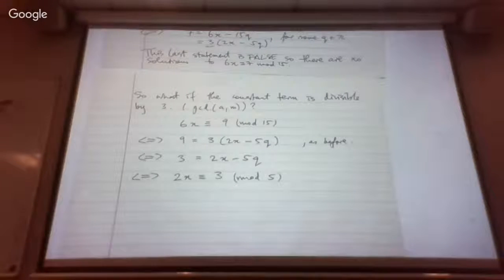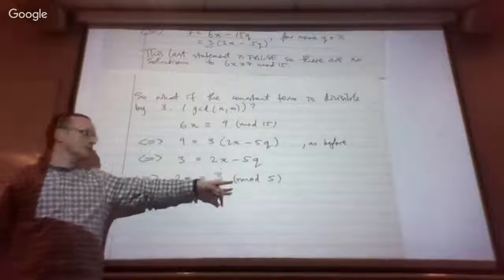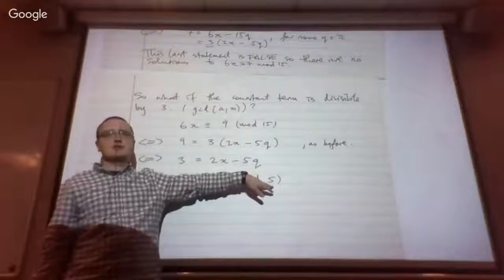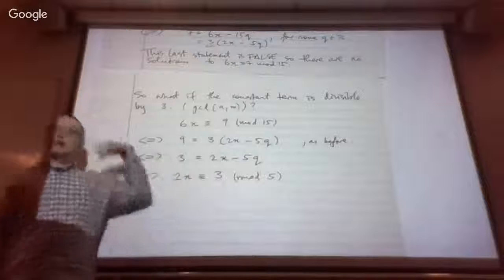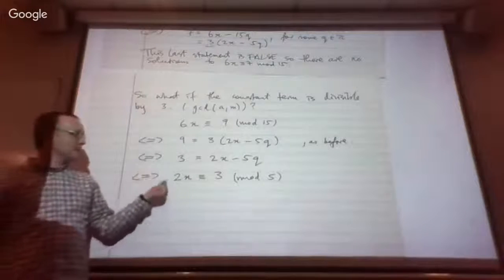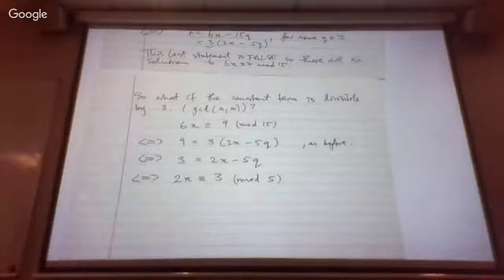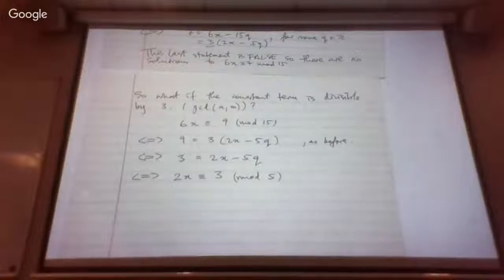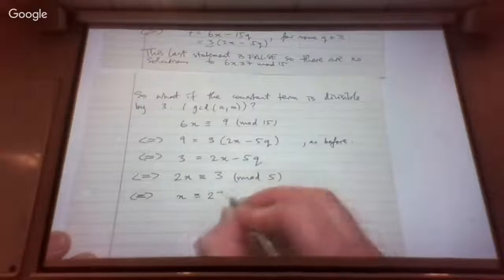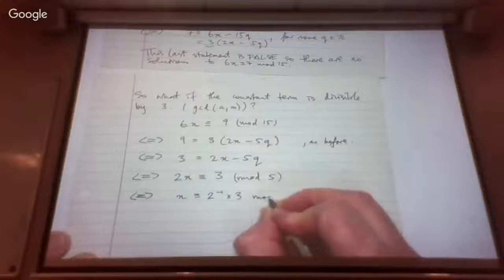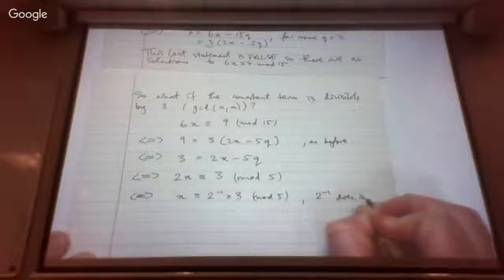So our original congruence now seems to be equivalent to this slightly simpler one. Simpler because the modulus has decreased in size. Okay. But is this covered by any of the previous cases we've looked at? Well, yeah, because the 2 is now coprime to 5. So an inverse of 2 exists. So that's true if and only if x is equal to 2 inverse times 3 mod 5, and 2 inverse does indeed exist.